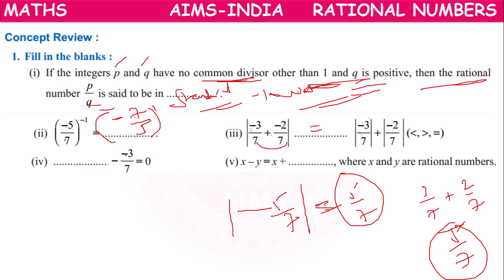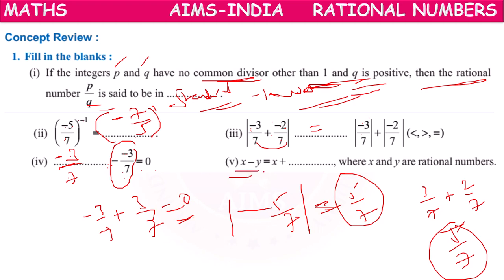So minus of minus 3 by 7 equals 0. Here minus into minus, plus is there. It is plus 3 by 7. For its cancellation, we should have the opposite, its additive inverse. Minus 3 by 7, minus of minus 3 by 7. So minus 3 by 7, minus into minus plus 3 by 7, both cancel, result will be 0.